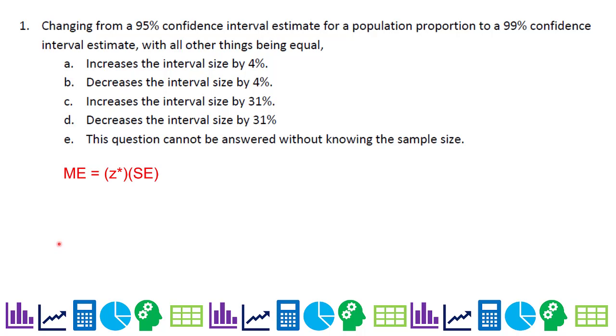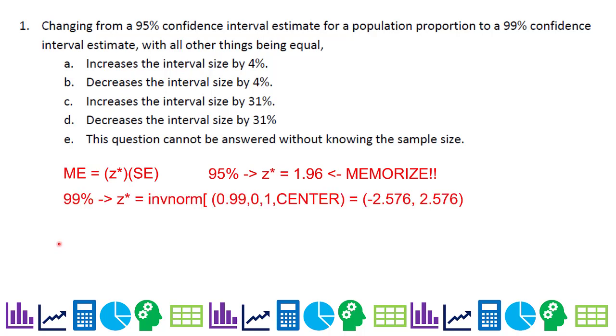And it is z star times the standard error. Now, 95% tells you that z star is 1.96. You should be memorizing that. 99% though is not as simple. It's on the calculator. You basically do inverse norm, 0.99, then your mean is 0, your standard deviation is 1, and you want the center. So I will be showing you how to do that on the calculator on another problem. So you get a z-score of negative 2.576 to positive 2.576.